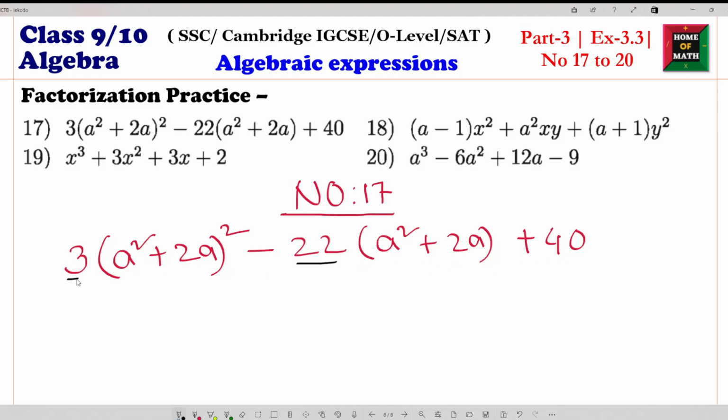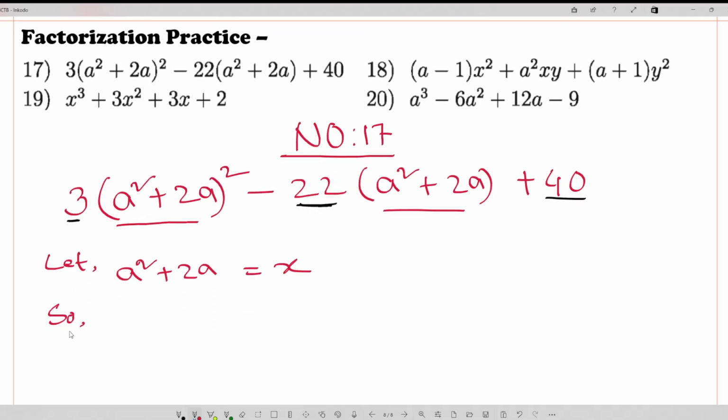Look, here is some constant and some common thing. The common thing is a² + 2a and a² + 2a. Let a² + 2a equal x. So we get 3x² − 22x + 40.